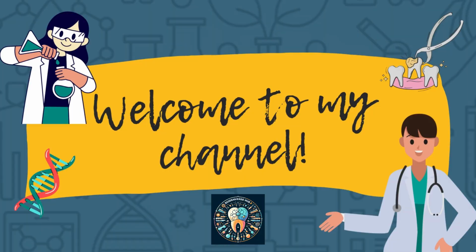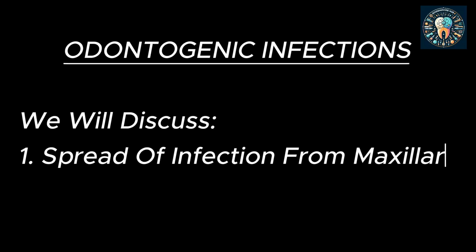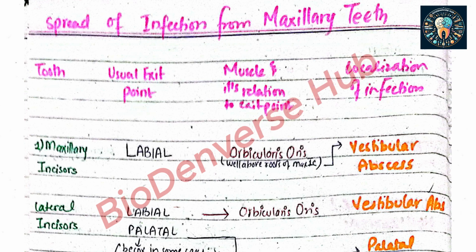Today in the playlist of oral and maxillofacial surgery, we will be discussing odontogenic infection and the spread of infection from a particular tooth. First of all, if a particular tooth is infected, which space will most probably get involved as a result of that odontogenic infection? In order to understand that very well, we first need to know about the exit point of that infection, the muscle relation of that specific tooth, and the localization of the infection.